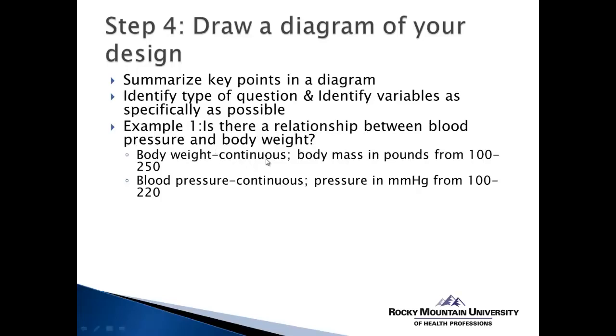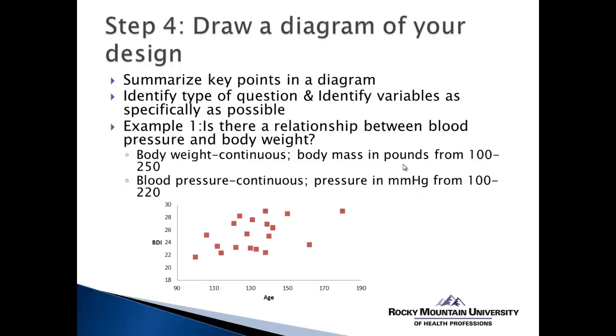We have body weight, which in this case is a continuous numeric variable, and we're measuring body mass in pounds between 100 and 250 pounds. And then our other variable is blood pressure, again a continuous value, with this being our accepted normal range. So we have 2 variables that are numeric or continuous in some way, and we're trying to compare them as far as looking at their relationship.